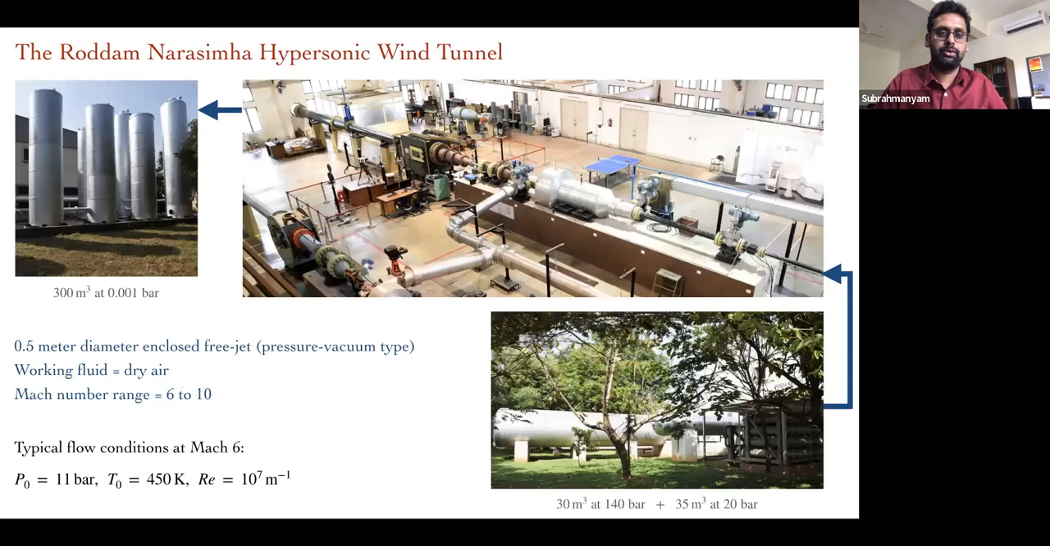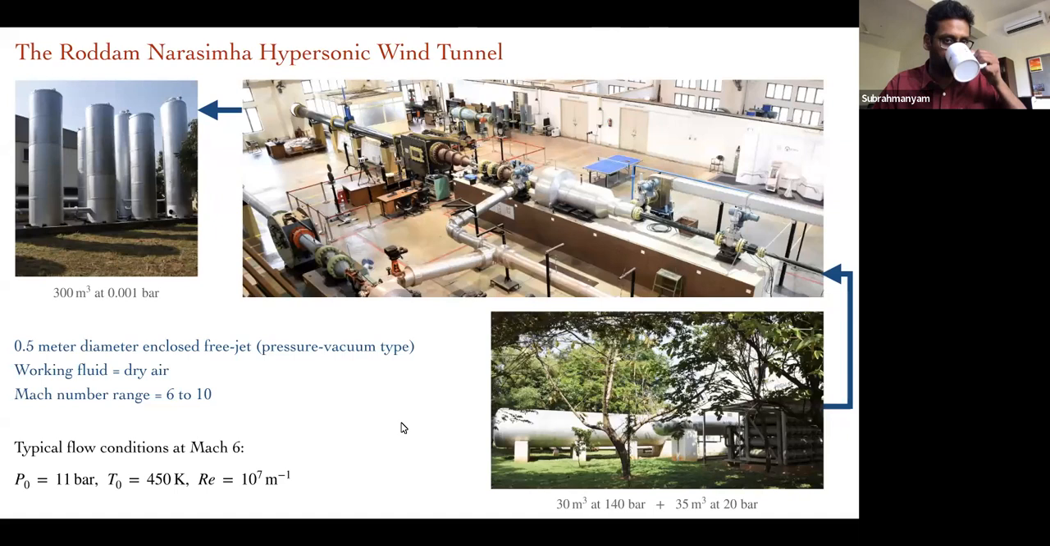All the experiments for the double cone, as well as the cylinder wake that you'll see later, were done in the Rhodium Narasimha hypersonic wind tunnel, which is part of a research group at IISc. Here's a photograph of the working section of the wind tunnel. In fact, a few slides earlier, when I showed you the photograph of a group, we were standing around the test section of this wind tunnel. This is a half a meter diameter enclosed free jet. It's a standard pressure vacuum type facility where the working fluid is dry air, and we can operate this facility in the Mach number range 6 to 10.